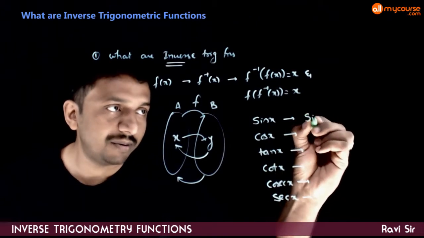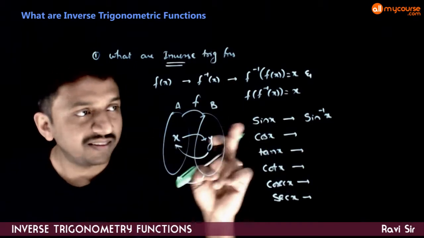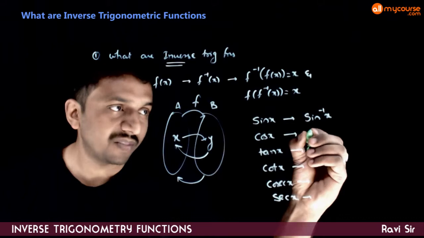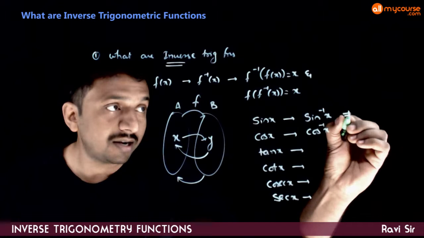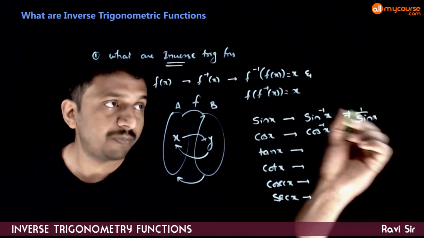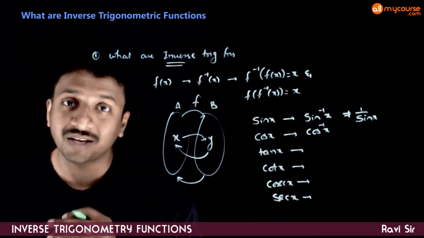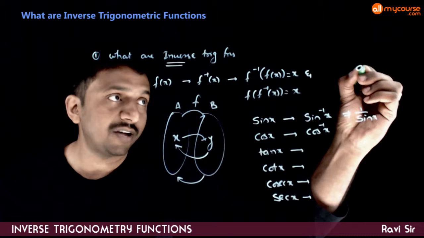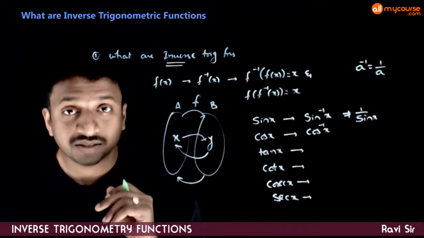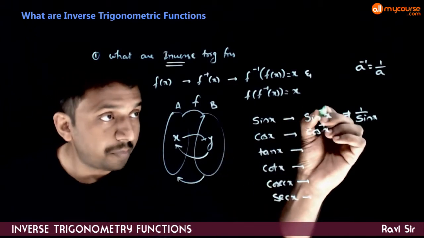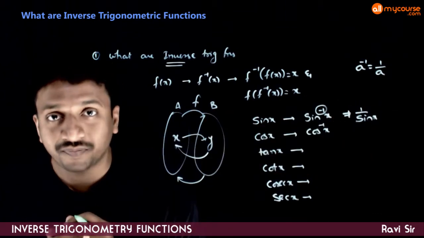So we usually denote it by sine inverse of x. Sine inverse of x is the inverse of sin x. Cos inverse x is not equal to 1 by cos x. This power minus 1 does not imply what it implies in the chapter of exponents. Usually in the chapter of exponents, a power minus 1 is 1 by a. But in the chapter of functions, power minus 1 denotes the inverse function, not the reciprocal function.